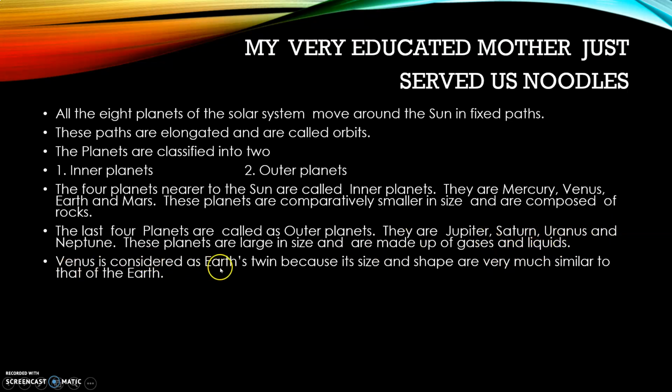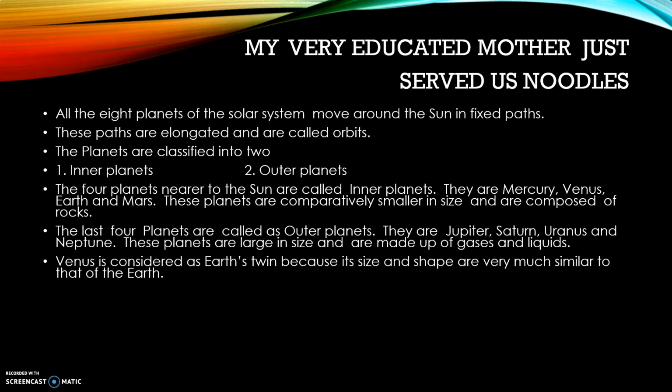Venus is considered Earth's twin because its size and shape are very much similar to that of the Earth. That means size and shape are also similar to the Earth. That's why Venus is called Earth's twin. Okay, children, I think all of you understand.